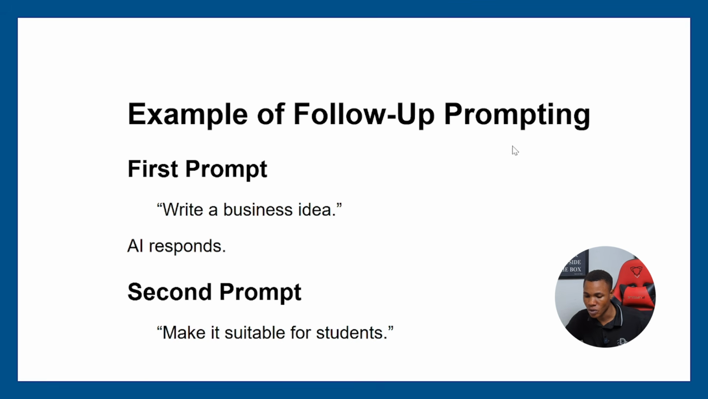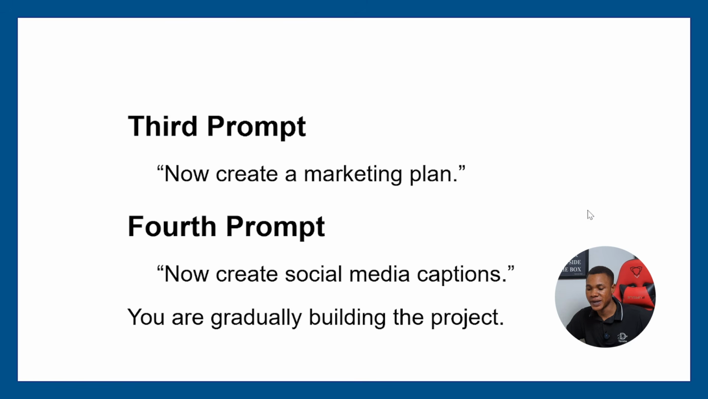So an example of follow-up prompting is: write a business idea, for example. Then the second prompt, after it has given you the idea, you can say make it suitable for students. Then now create a marketing plan for it. That's the third one. The fourth one is now create social media captions. So it's following. Remember I said AI understands a pattern and it follows context. It also follows data. So it keeps following that format.